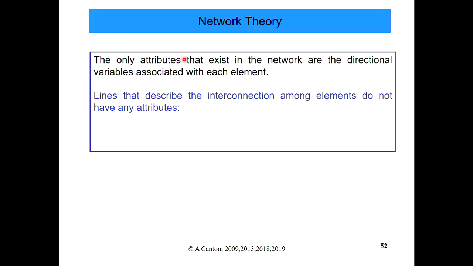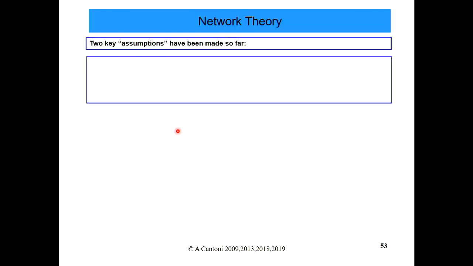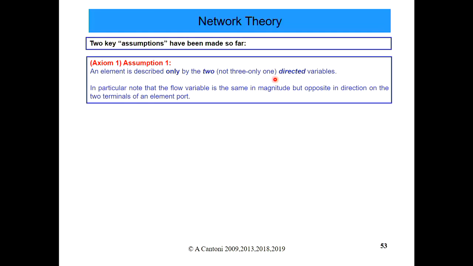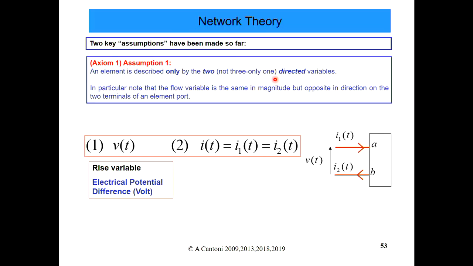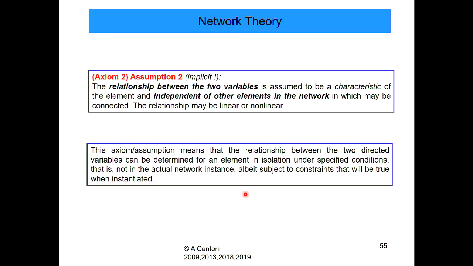The only attributes that exist in the network are the directional variables associated with each element. Lines that describe the interconnection among elements do not have any attributes. They don't have any length, direction, or orientation. So the first axiom of circuit theory is that elements are described only by two directed variables: the rise, which is electrical potential difference, measured in volts, and the flow variable, which is electrical current in amperes. We have the ideal wire.